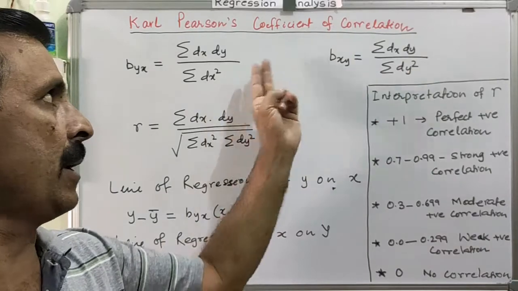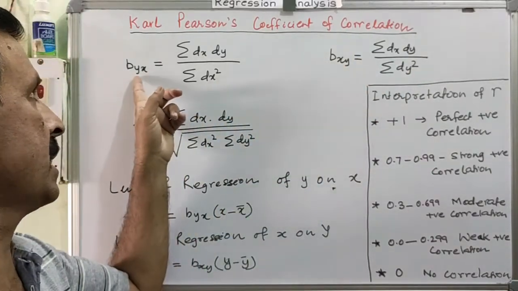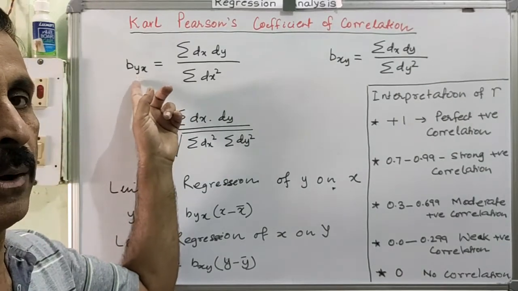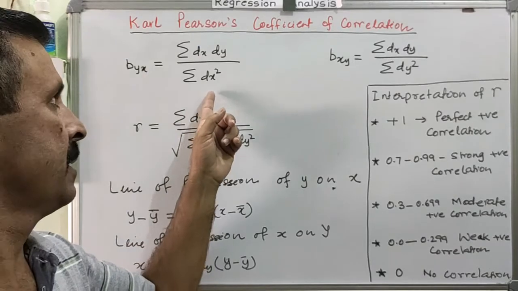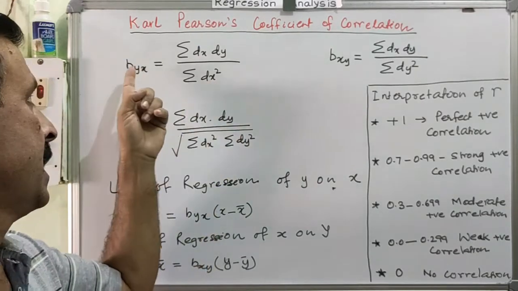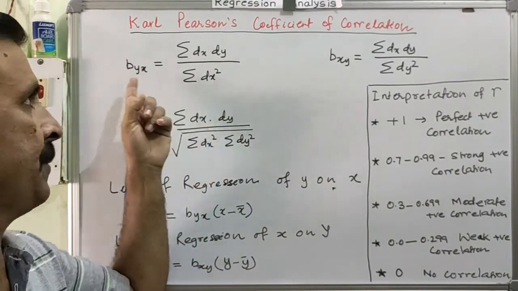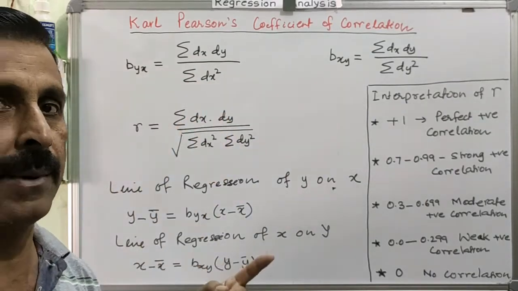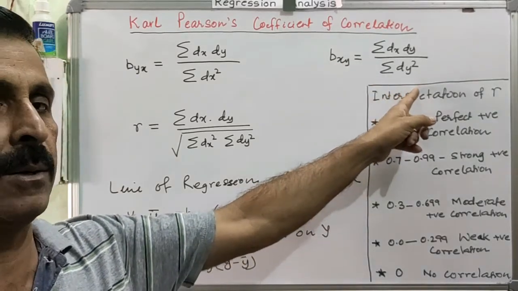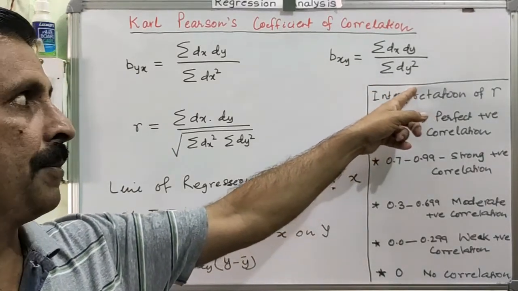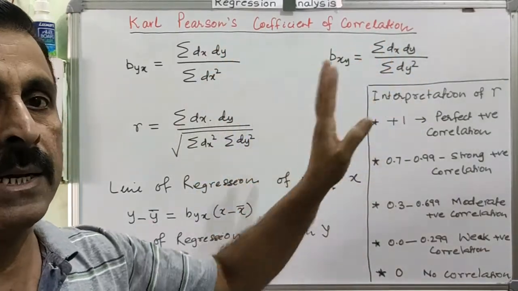Clear? Now, when you compare these two, it's very easy to remember, because you are calculating the regression coefficient of y on x. Therefore, the denominator is the x term. Here, the first term is y. Therefore, this term is x. Just opposite. So, if you correct it this way, you will be able to remember. And in this case, the first one is x. Obviously, then the denominator has to be in terms of y.